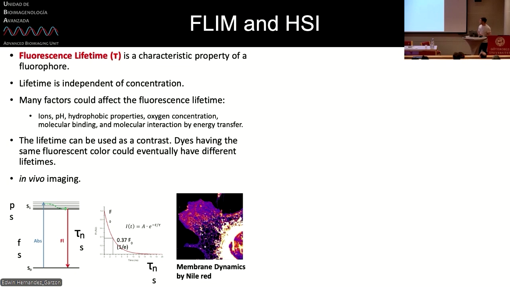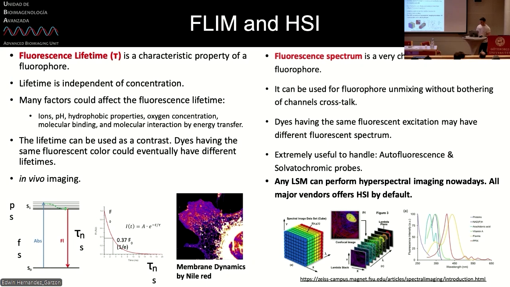biological activities. For example, some dyes have the same intensity spectrum, but have a different lifetime. They are excited at the same wavelength, but they have a different decay, so you can differentiate them. And it's extremely useful in vivo imaging. For example, in this image here, you can study the membrane dynamic with Nile red, which changes its decay depending on the water interaction.